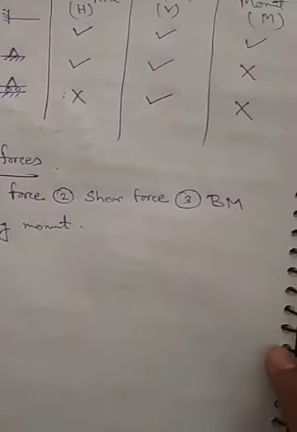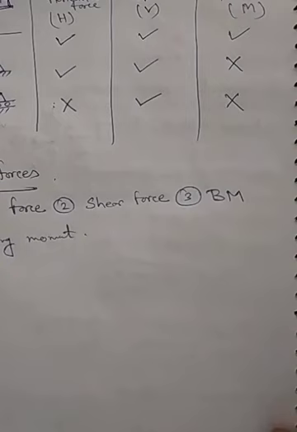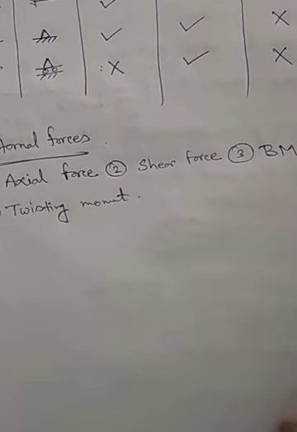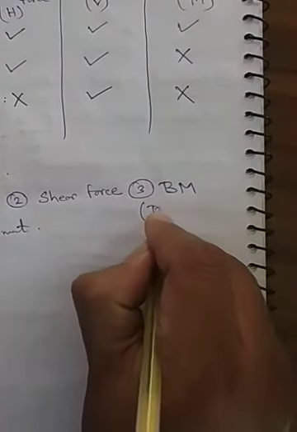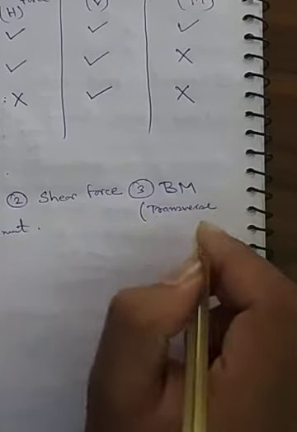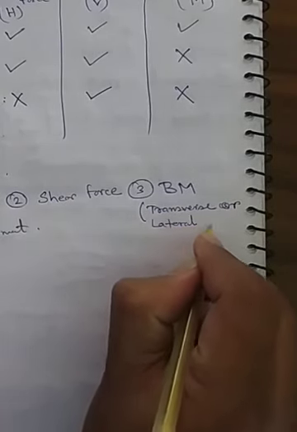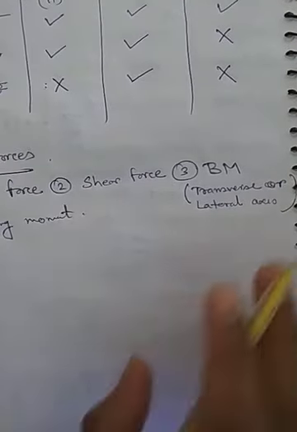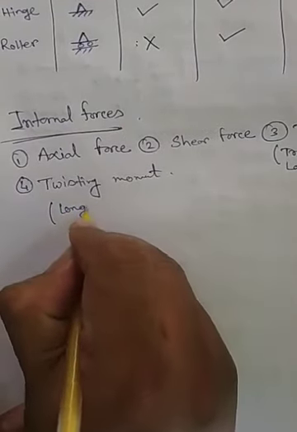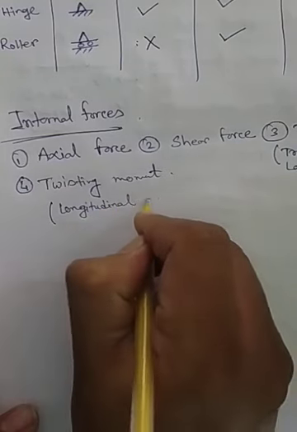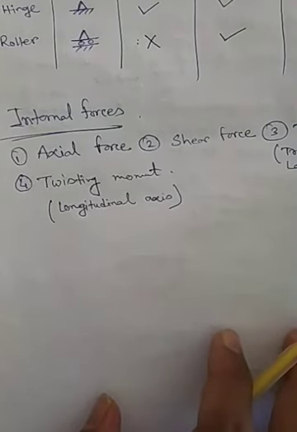Now, what is the difference between twisting moment and bending moment? Remember one thing: in case of bending moment, the moment is always on the transverse or lateral axis, and in case of twisting moment, the moment is on the longitudinal axis. So these are the internal forces.